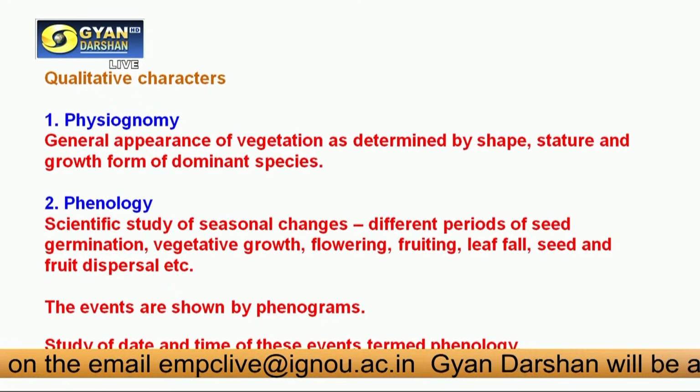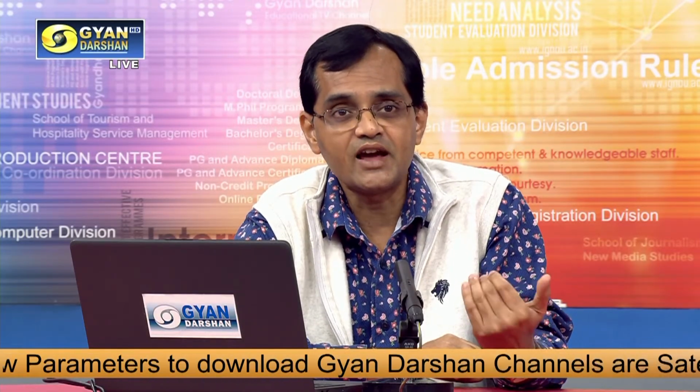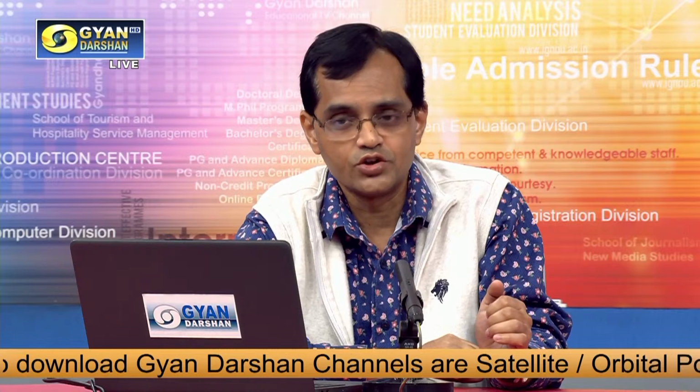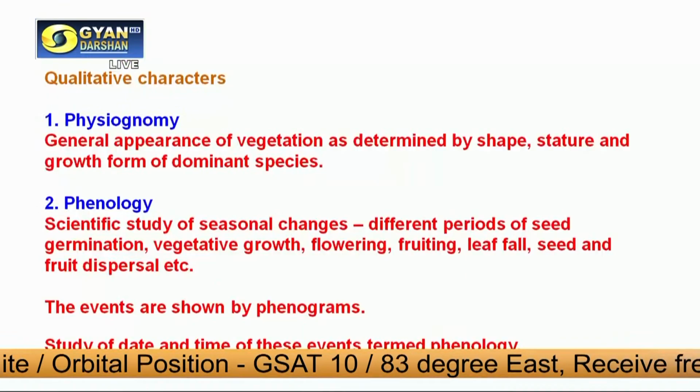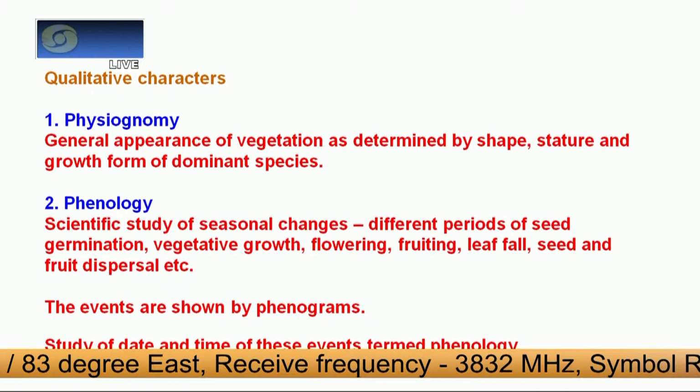You all know that the season, it has an effect on the appearance and disappearance of plants. You see certain plants which are predominant during the spring season. You see certain flora which are predominant during the rainy season. So, the seasonal effect, that is termed as the phenology. Different periods of seed germination, vegetative growth, flowering, fruiting, leaf fall, seed and fruit dispersal. So, this is dependent on the seasons.